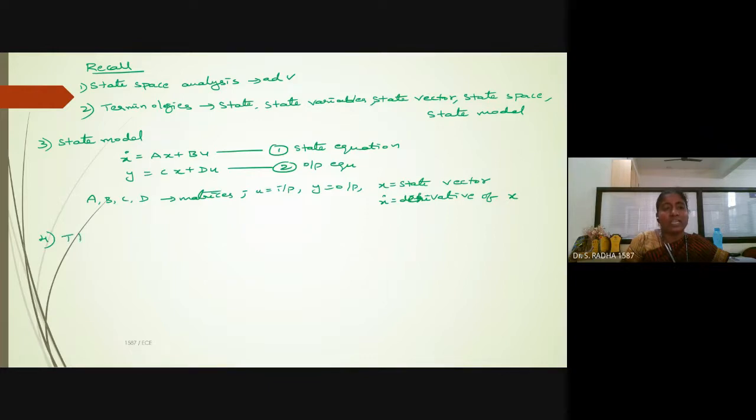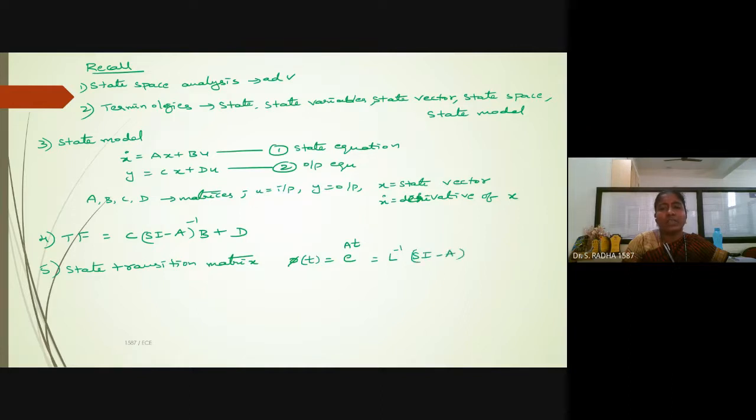Next, we had gone with the transfer function. Transfer function is nothing but C into (sI minus A) whole inverse B plus D. This is the formula for transfer function. Fifthly, we discussed the state transition matrix, represented by phi of t. Two formulas are there: e power At, and the inverse Laplace of (sI minus A) inverse.